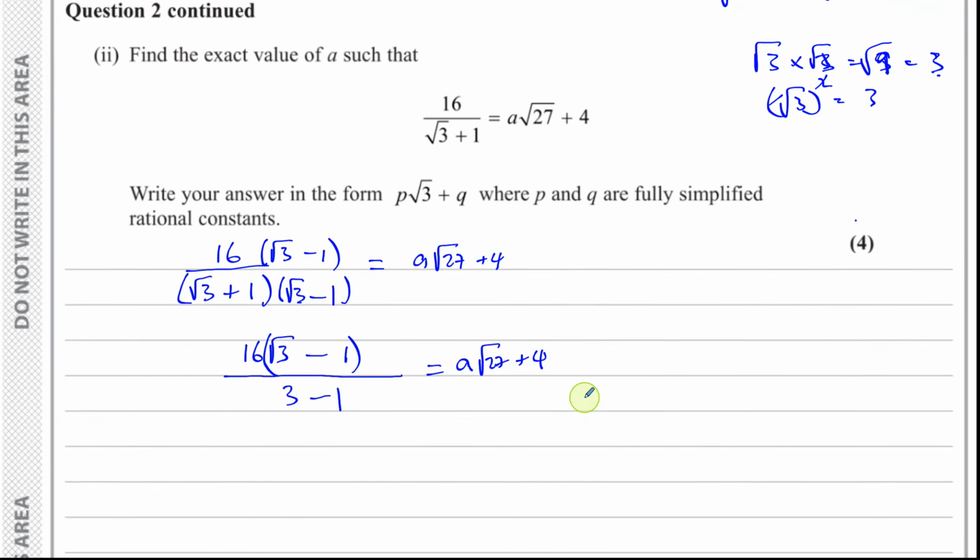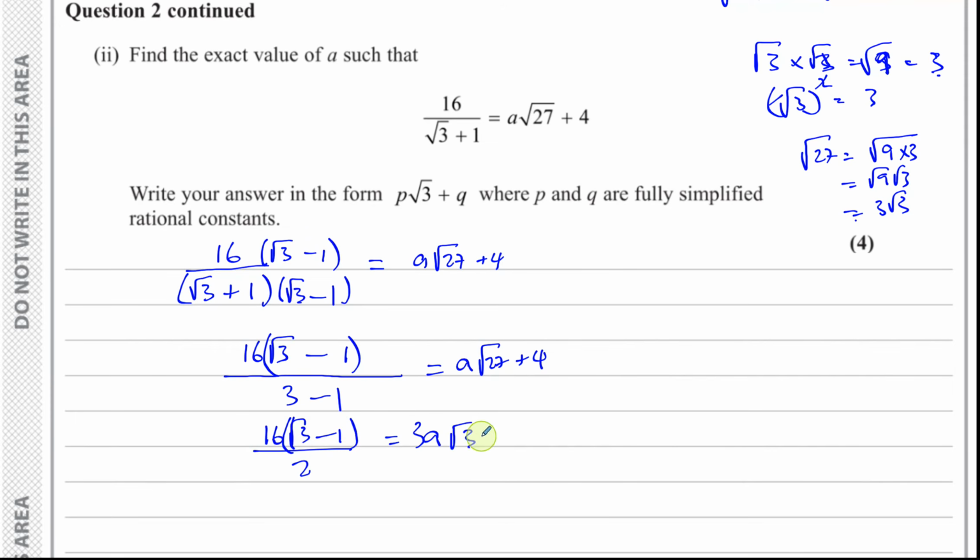So now this gives us a 2 underneath. So you have 16 times (root 3 minus 1) in brackets over 2 equals A times root 27. Let's just simplify this as well. Root 27 contains a perfect square. Root 27 is the square root of 9 times 3, which is root 9 times root 3, which is 3 root 3. So this becomes 3 times A root 3. And you got plus 4. So just simplified that a little bit.